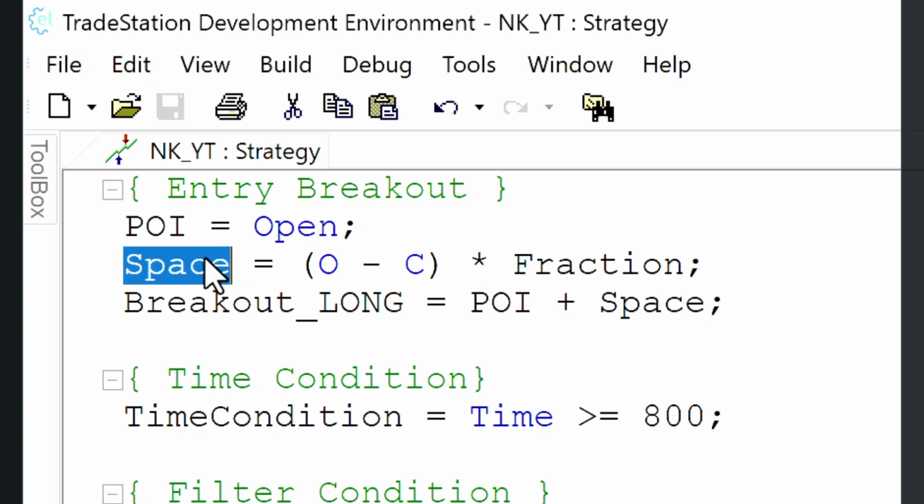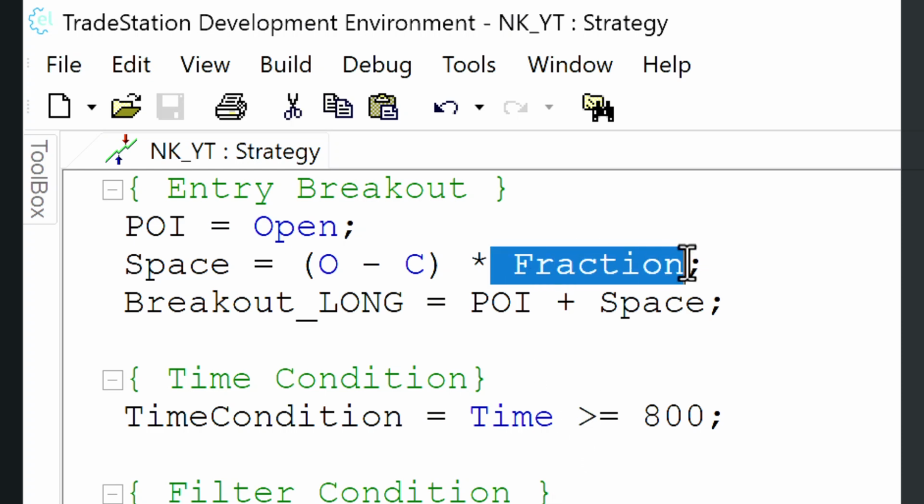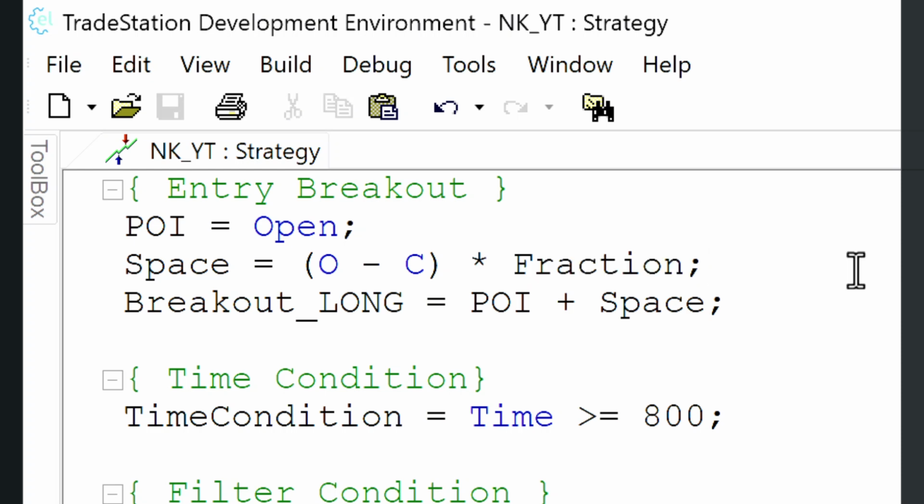Now we need to create a space, and the space calculation can be very simple or very complicated, it's up to you. Usually I like using average true range, which is a volatility calculator, and then multiply it by a specific fraction. But to keep this example really simple, you don't necessarily need to use any indicator. To calculate the space where the breakout should occur, you can use something as simple as the difference between open and close of the last bar.